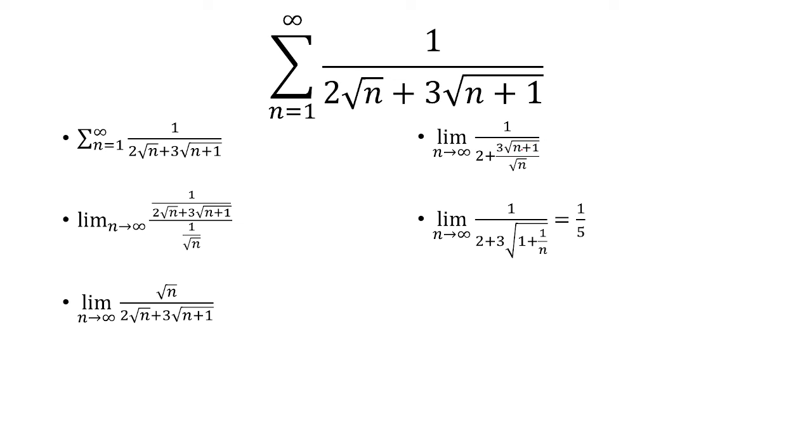I can bring both of these inside of 1 square root. So basically you factor out the square root. You're left with n plus 1 over n, which you can break up into 2 separate terms. You have n over n, which is 1, and then plus 1 over n. 1 over n is going to go to 0, so we have 1 over 2 plus 3, which is 1/5.